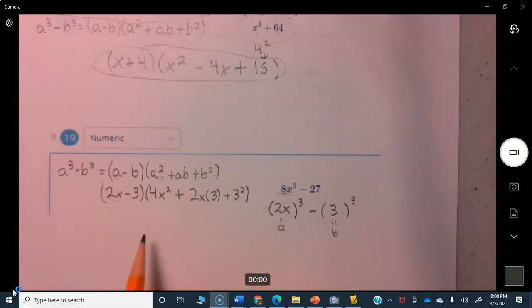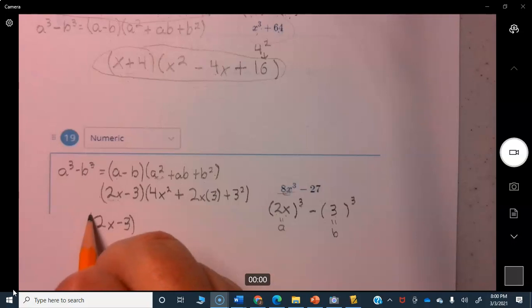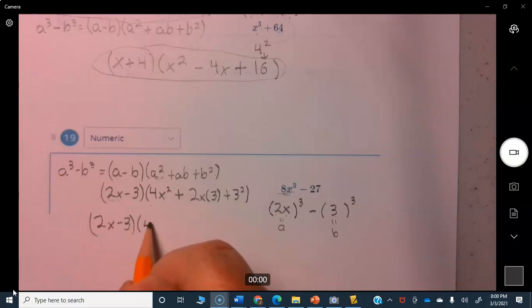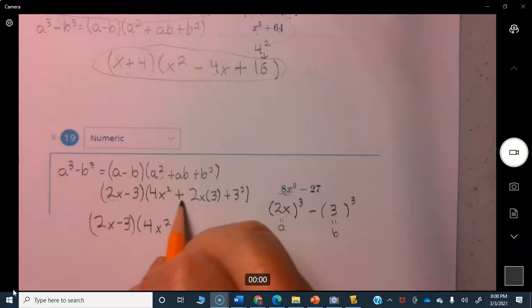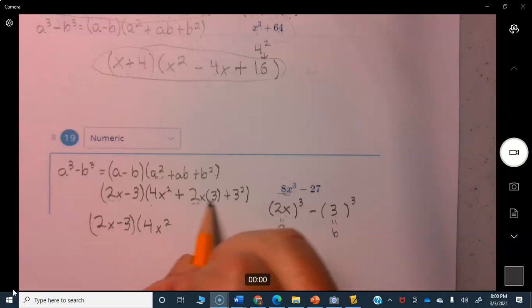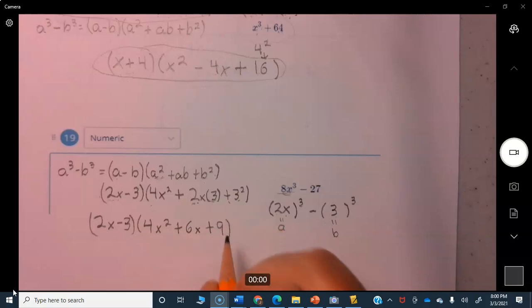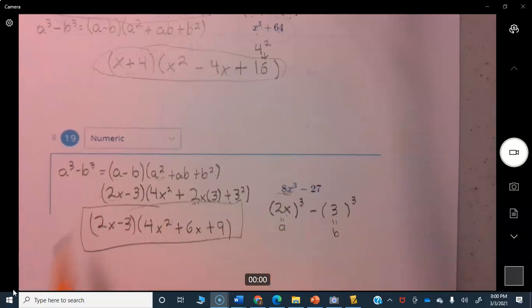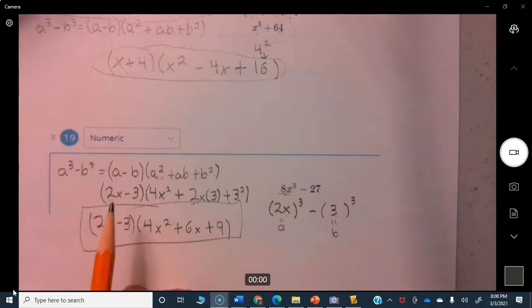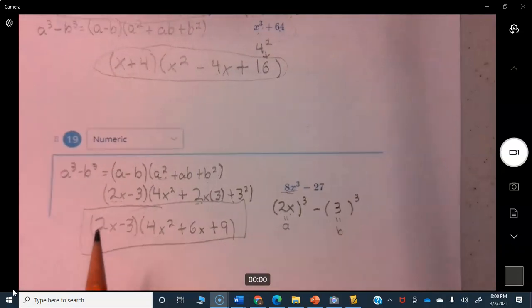So we can just do a little more simplification here. It's 2x minus 3, times 4x squared, plus 6x. 2 times 3. Now we're simplifying this. 2 times 3 is 6x, plus 3 squared is 9. And that's your final answer. Okay? All right, that's all there is to that. We're not going to, again, verify it. Take a lot of time to do that. Okay, next up.